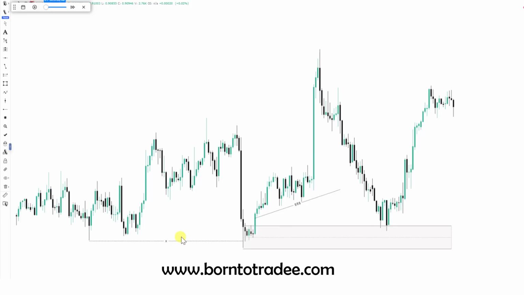I hope this lesson makes sense to you, and as always, once I'm done with my lessons, I always tell you to go back to the price charts and backtest. Backtest and practice, because that's the only way you can actually improve.